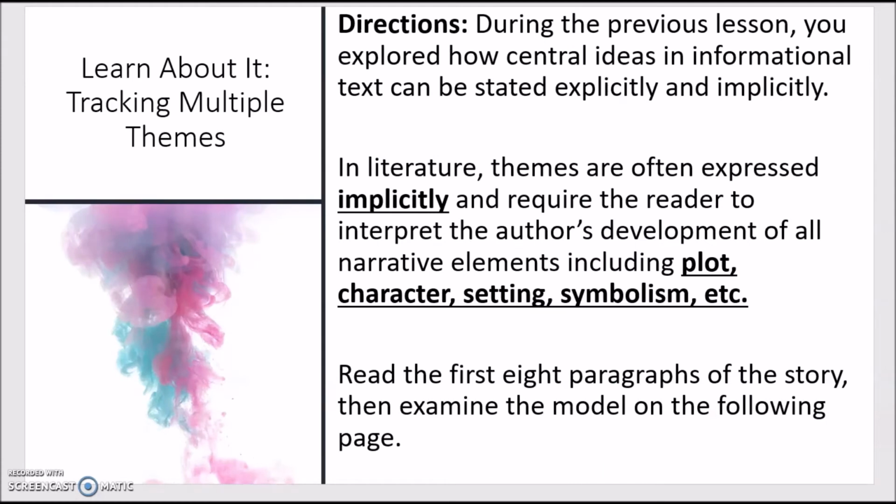So let's think about what it means to track multiple themes. During the previous lesson, you explored how central ideas in informational text can be stated explicitly and implicitly. They can either be directly found in the text or they can be implied, where the reader has to make an inference in order to connect the parts together. In literature, themes are often expressed implicitly, and they require us to interpret the author's development of all the narrative elements that are included.